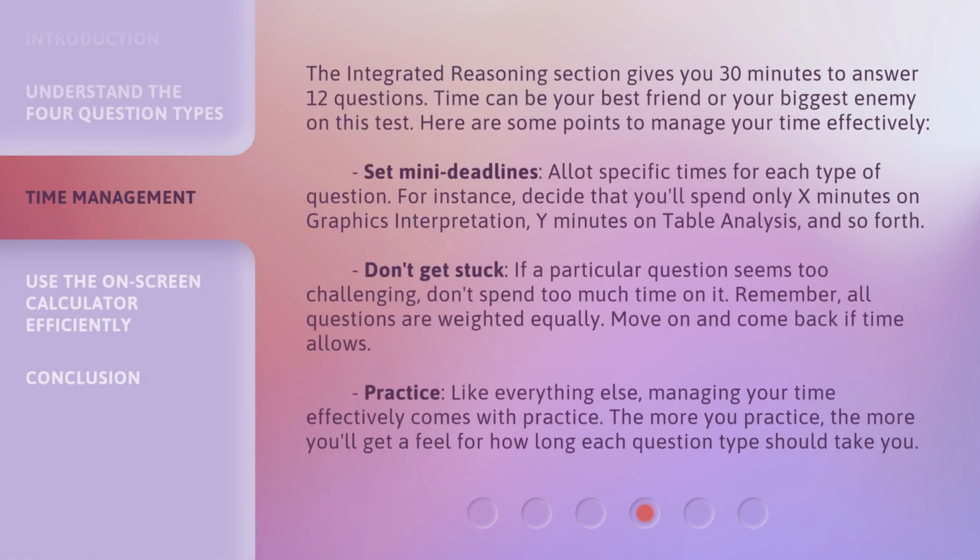The Integrated Reasoning section gives you 30 minutes to answer 12 questions. Time can be your best friend or your biggest enemy on this test. Here are some points to manage your time effectively. Set mini deadlines. Allot specific times for each type of question. For instance, decide that you'll spend only X minutes on graphics interpretation, Y minutes on table analysis, and so forth.